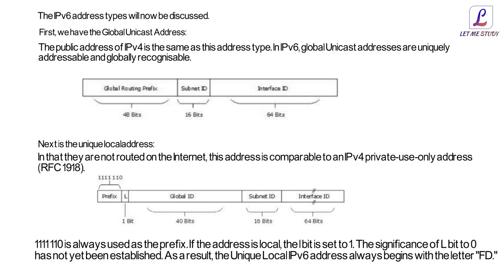1111110 is always used as the prefix. If the address is local, the L bit is set to 1. The significance of the L bit set to 0 has not yet been established. As a result, the unique local IPv6 address always begins with the letters FD.